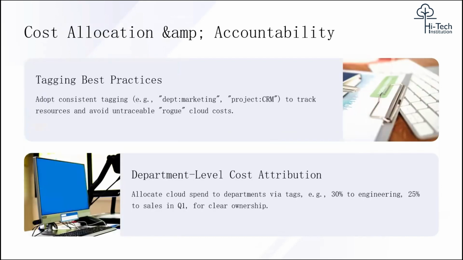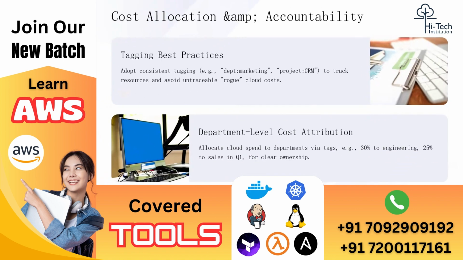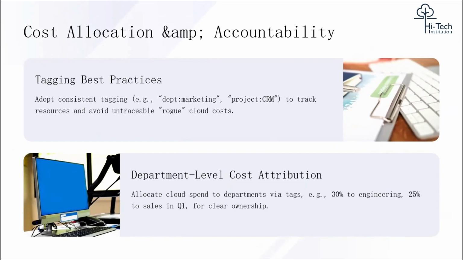Okay, so coming to cost allocation and then accountability. Cost allocation and then accountability. So here, the first thing is tagging. Okay, tagging is the best practice in real time. Why I'm telling you this is, whenever we want to list out the required resources for monitoring or for some troubleshooting, to find the root cause analysis, we will be using these tags only. And these tags also help to find the bills.